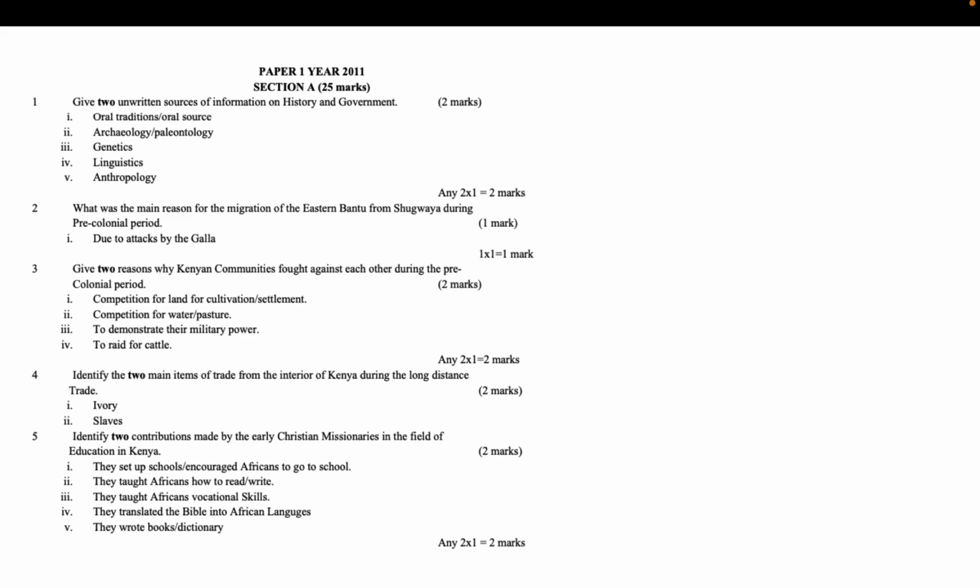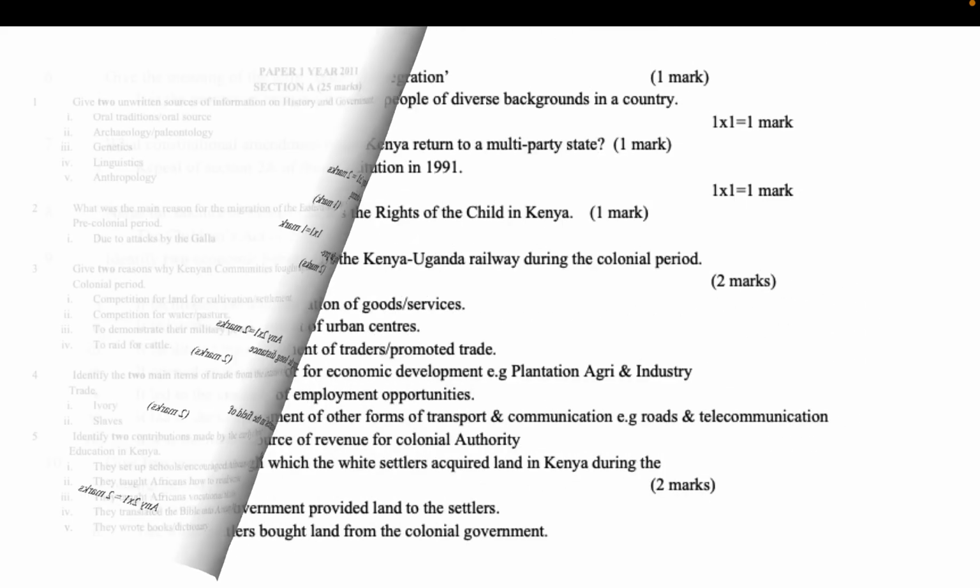5. Identify 2 contributions made by the early Christian missionaries in the field of education in Kenya. 2 marks. They set up schools, encouraged Africans to go to school. They taught Africans how to read, write. They taught Africans vocational skills. They translated the Bible into African languages. They wrote books, dictionaries. Any 2x1 equals 2 marks.